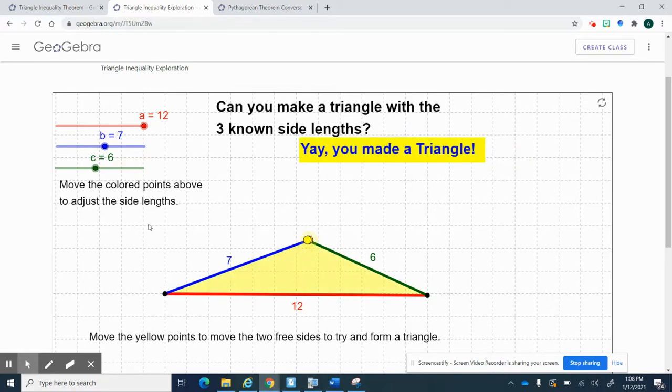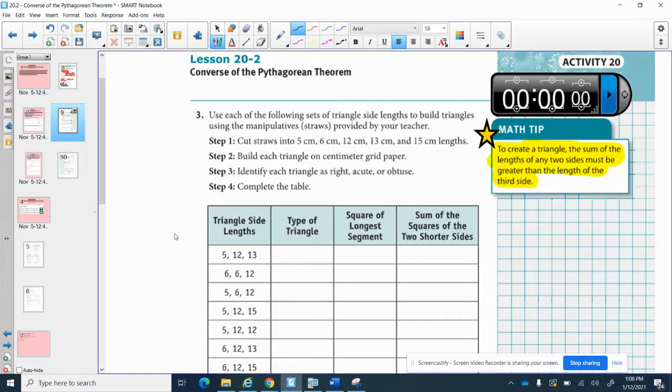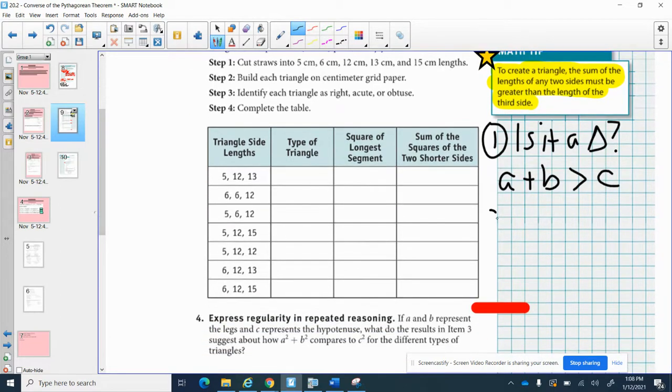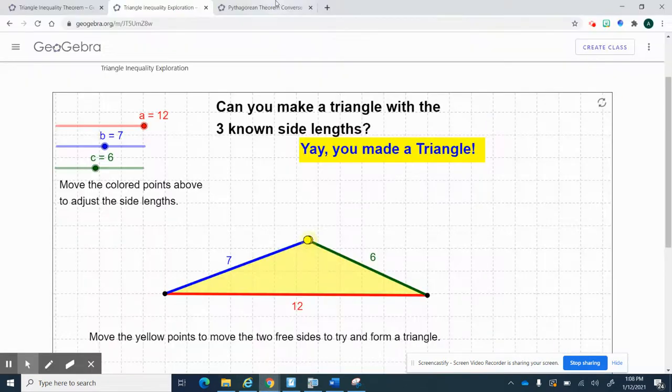Okay, so that is the first piece of these when we're testing them out. We need to first check, is it a triangle? And the way we do that is we take our two smallest sides without squaring them, and we need to make sure that their sum is bigger than the third side. Okay. Now, part B is using the converse of our Pythagorean theorem and checking out what happens.